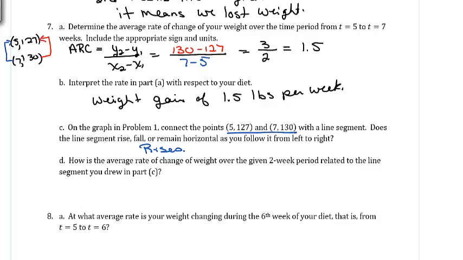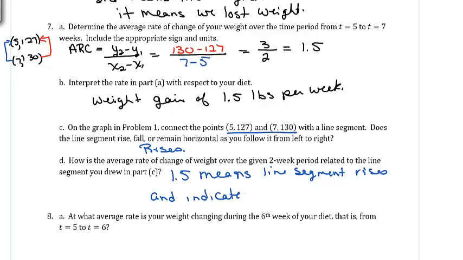How is the average rate of change of weight over the given 2-week period related to the line segment you drew? A positive 1.5 really means that the line segment rises, and it indicates a weight gain.